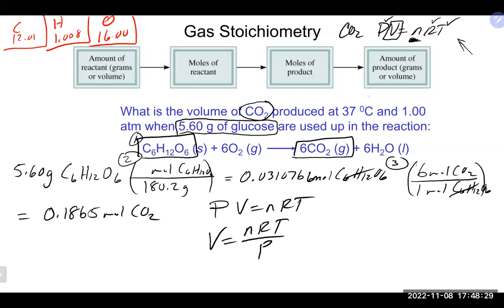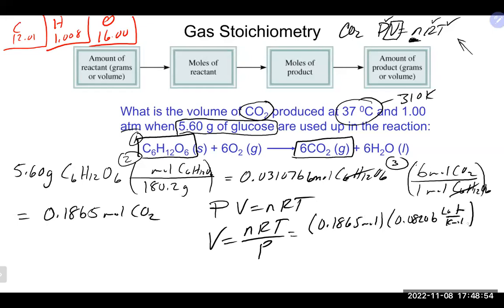We do have to do a little bit of work here. We've got to convert our temperature into Kelvin. So that's a 37 and a 273. That's a 310 Kelvin. I think we're good on everything else. We have atmospheres. So our moles we just calculated, 0.1865. Our gas constant, which we always have. And our temperature there in Kelvin, squeeze it in, and divide it by our pressure, which in this case is 1. That's not too bad.